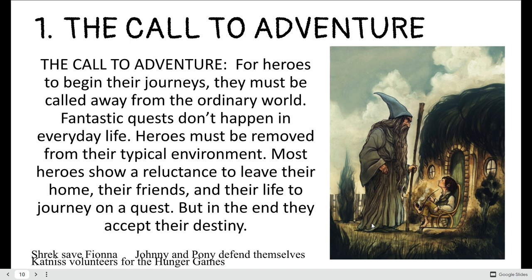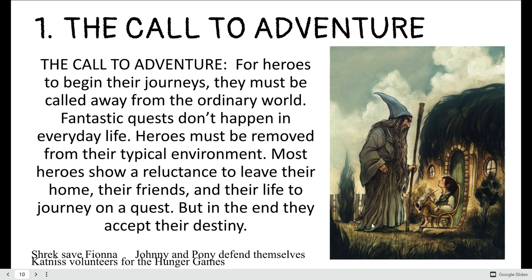So the first stage is the call to adventure. For heroes to begin their journeys, they must be called away from their ordinary world. They are given a fantastic quest that doesn't happen in their everyday life. They must be removed from their typical environment. Most heroes show a reluctance. They do not want to accept their call to adventure at first. They don't want to leave their home, their friends, their life to journey on this quest. But in the end, they always accept their destiny.